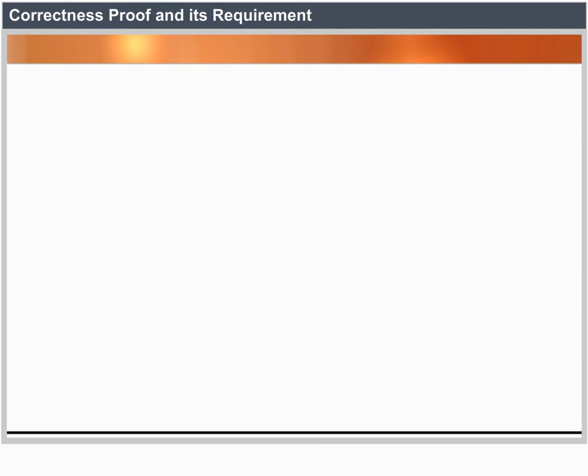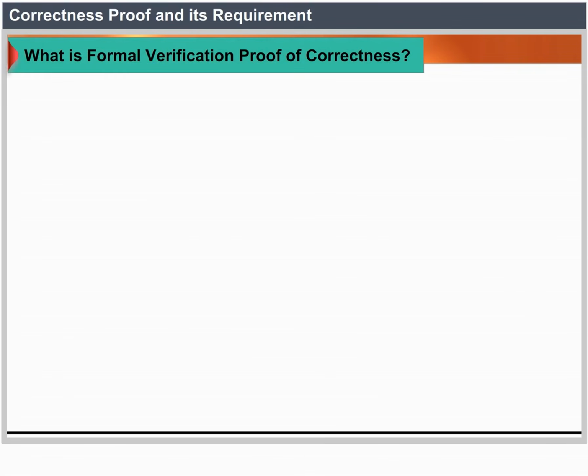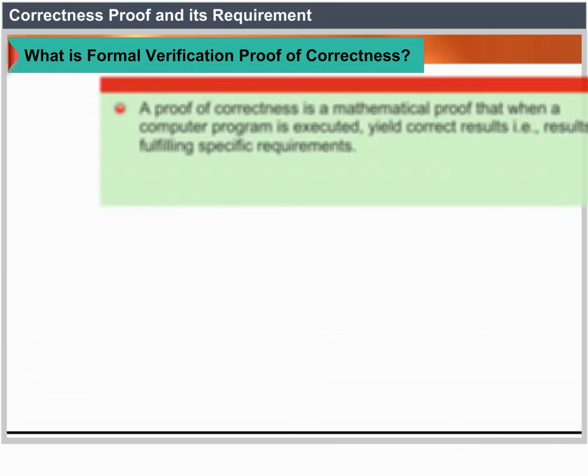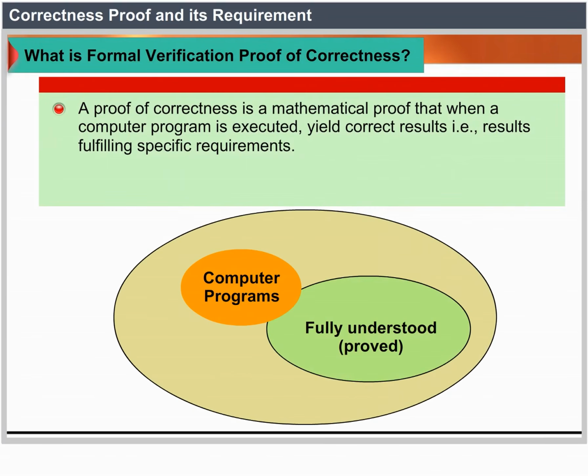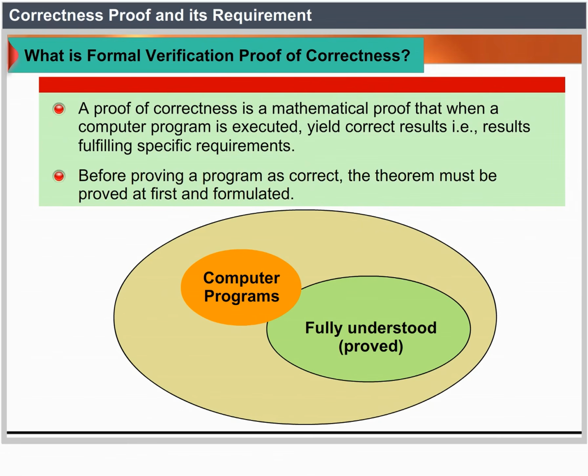Correctness proof and its requirement. What is formal verification, proof of correctness? A proof of correctness is a mathematical proof that a computer program, when executed, yields correct results, that is, results fulfilling specific requirements. Before proving a program correct, the theorem to be proved must, of course, be formulated.